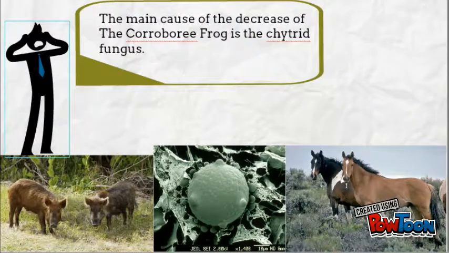Another cause of the decrease of corroboree frogs is feral horses and pigs trampling on their habitat, killing the shelter they live in, and eating the grassland where they feed or live, leaving them starving or without a shelter to protect them from harmful natural elements.